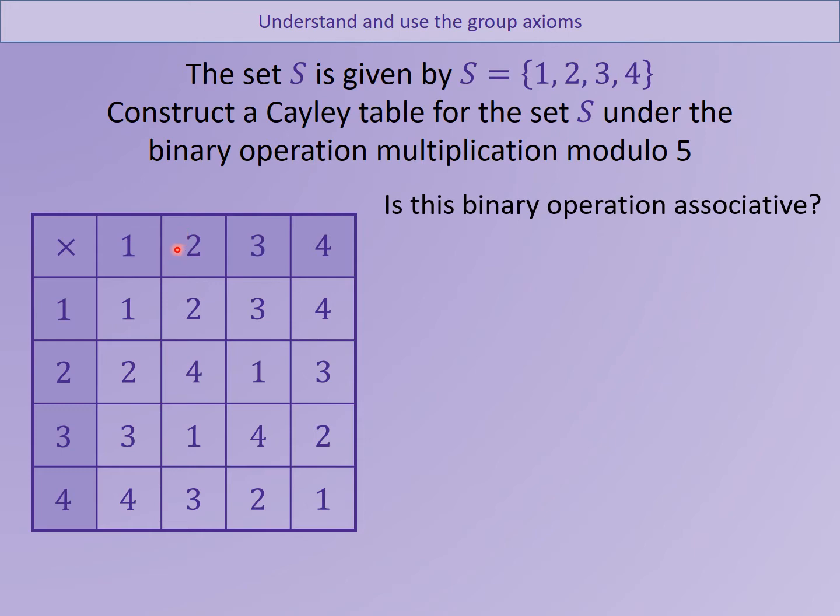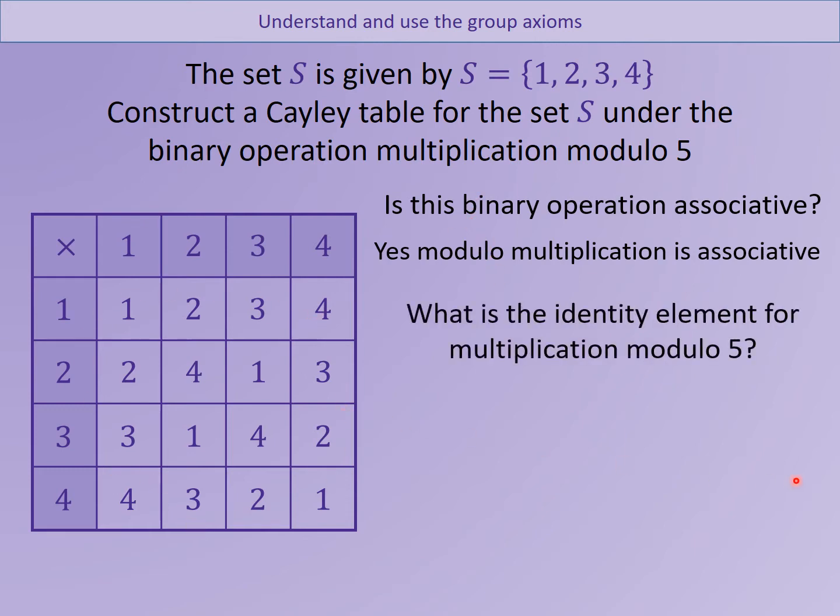If you do 1 and 2 first and then 3 to that answer, do you get exactly the same as if you do 2 times 3 and then times by 1 second? Now multiplication is associative. It doesn't matter that it's under modulo 5. Multiplication is always associative in this situation. So therefore, we know these two things are associative. So it's associative.